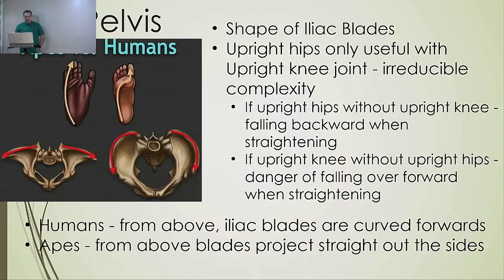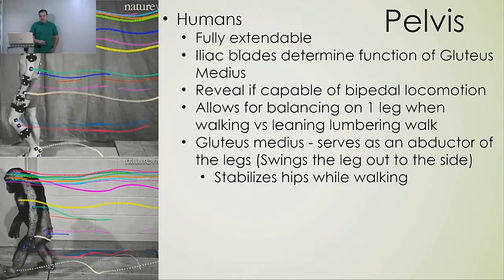Now, as far as the shape, you can see that the humans have round, curved forward iliac blades there, the hip bones. But in apes, they project out to the side, really far out to the side, you can see there. And the way we walk is different. When apes do walk two-legged, they have a lot of difficulty with this. Humans, we can fully extend our legs because of the iliac blades and the gluteus medius. This is basically your middle butt muscle.